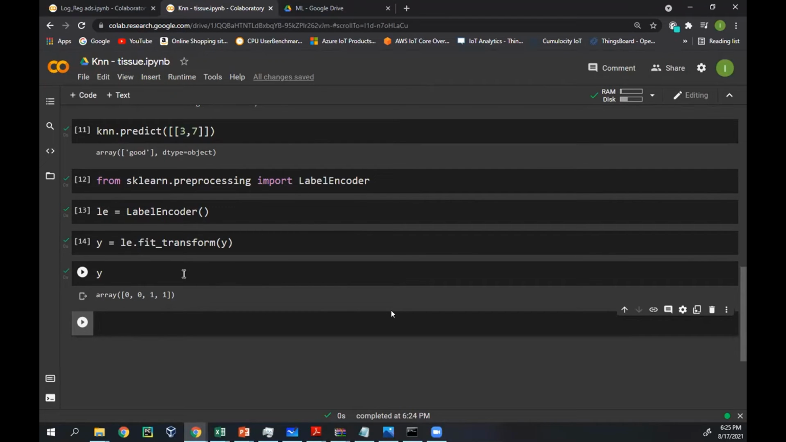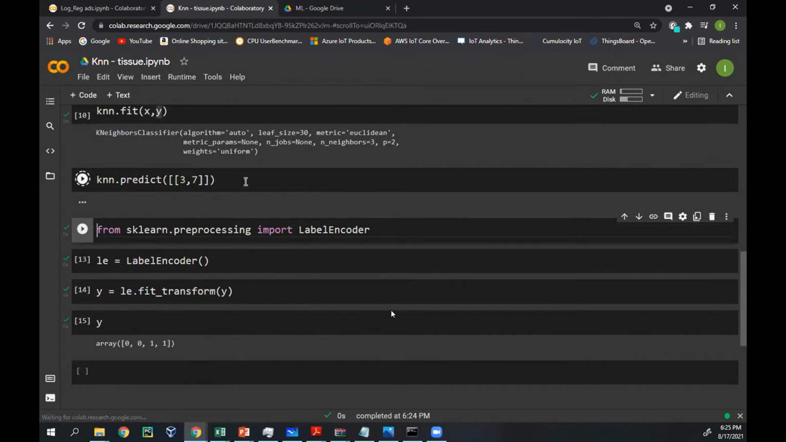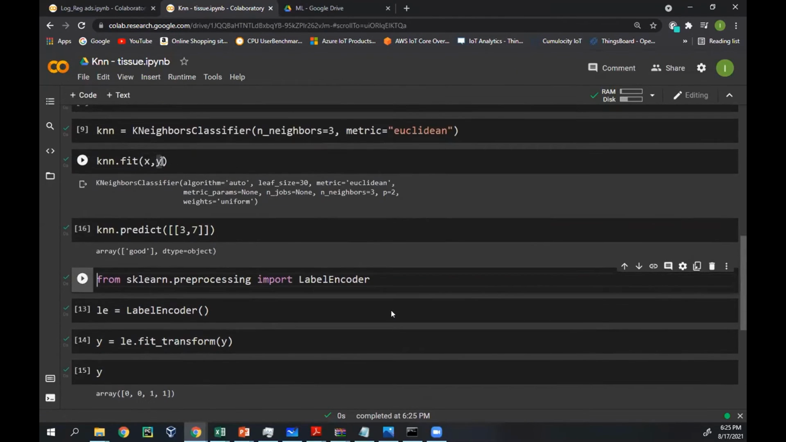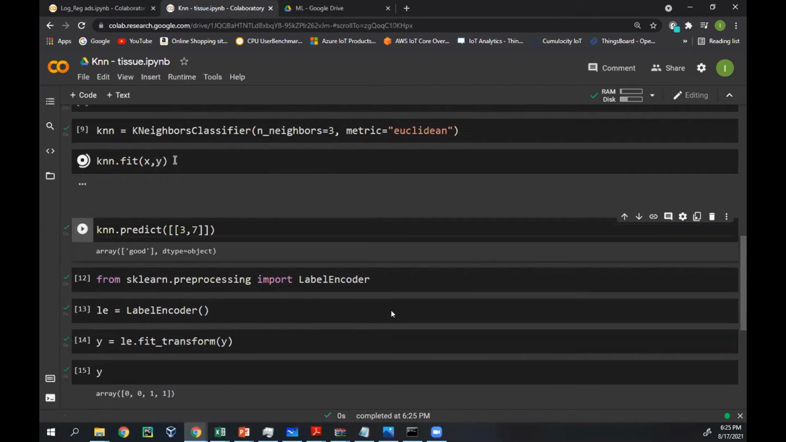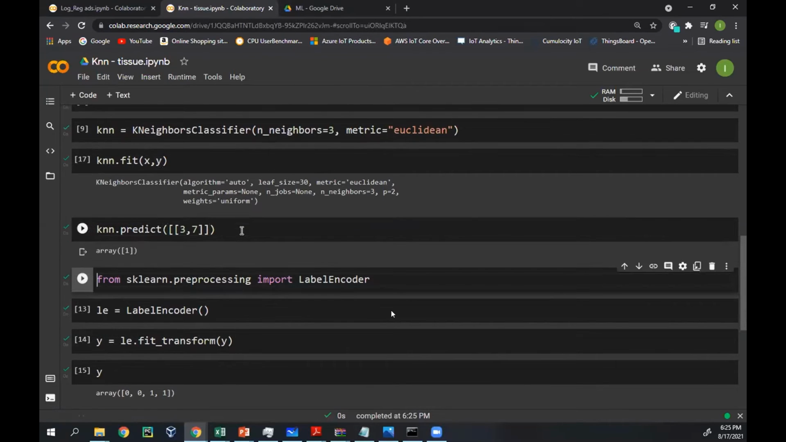Yes, Medhanand. But before that, you have to run the predict again. Now it would say good itself because your model is trained on good and bad. But if I run this now, it would say 1. Understood?